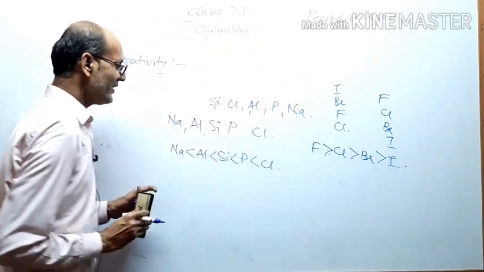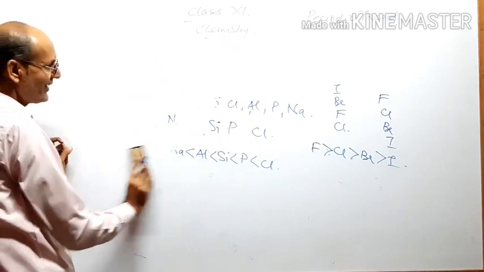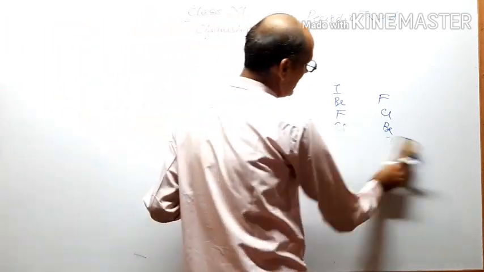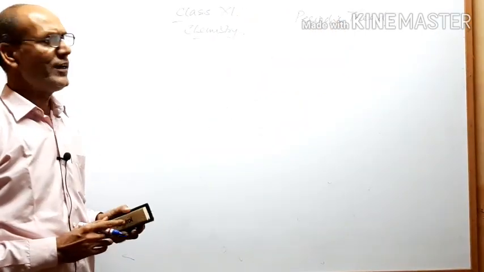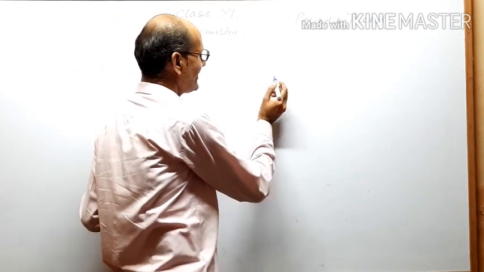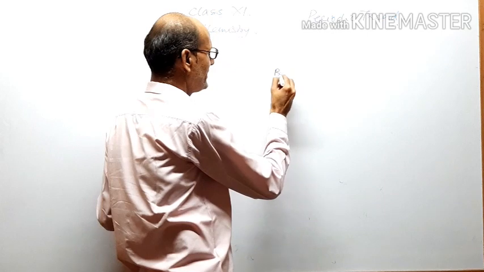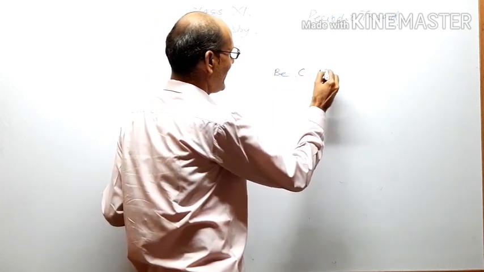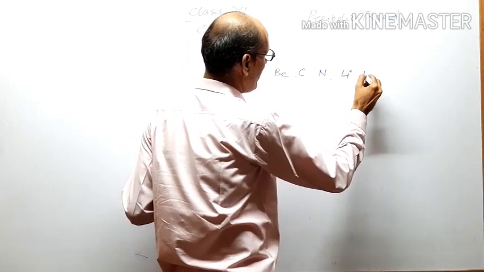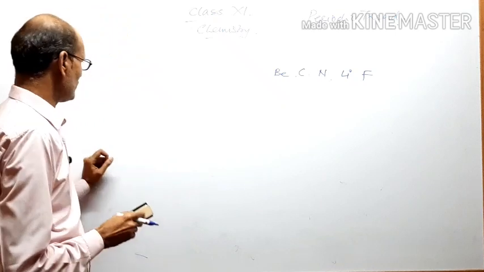So I think you have understood electronegativity clearly, and now you can arrange the elements according to electronegativity. I am giving you a question to do: arrange the elements Be, C, N, Li and F in decreasing order of electronegativity.